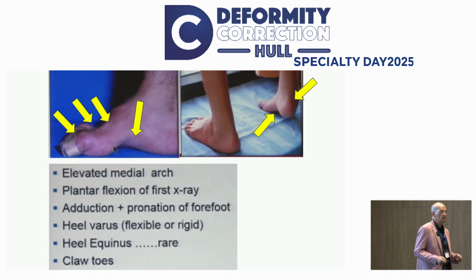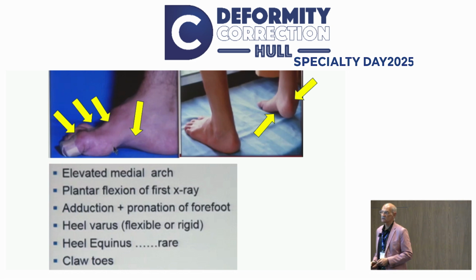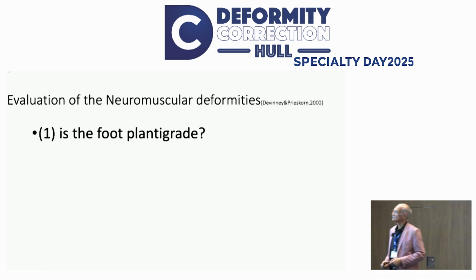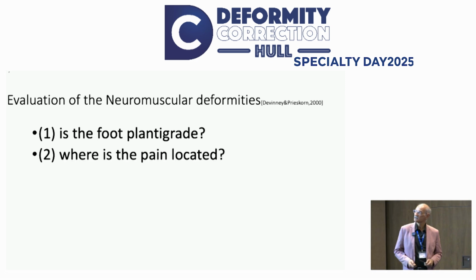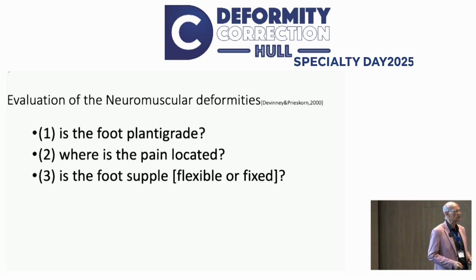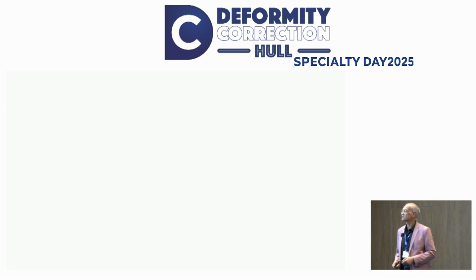So you have to take it systematically: the ankle, hindfoot, midfoot, forefoot. And you have to analyze it, because sometimes it's progressive. It started with something and ended up with another picture. Evaluation. You have to ask 3 questions. Is the foot plantigrade? Where is the pain? Is the foot supple, flexible or not? It does make a difference if you treat a flexible foot or a fixed foot.